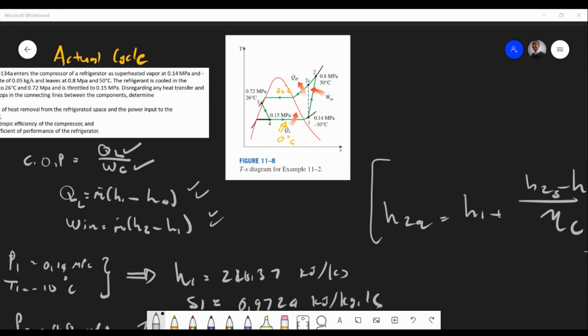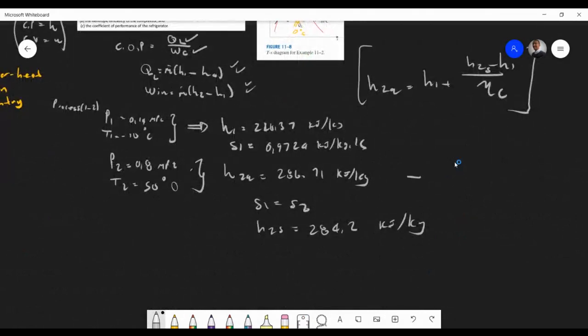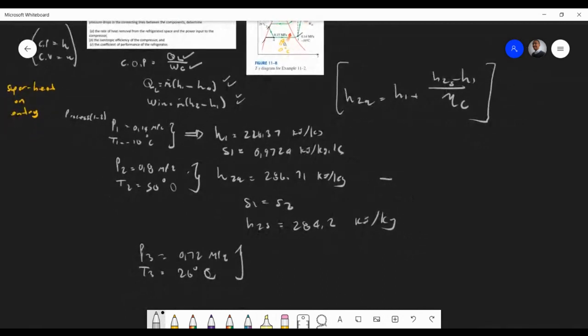Okay, no idea. So guys, one thing I want to make you aware of, so you don't get confused. Yeah, 26 degrees liquid, yes. For H3, we can say P3 is 0.72 MPa, and T3 is 26 degrees. When we find your liquid temperature on the superheat on an actual cycle, you need to be aware that your liquid enthalpy is predominantly a function of temperature and not pressure.